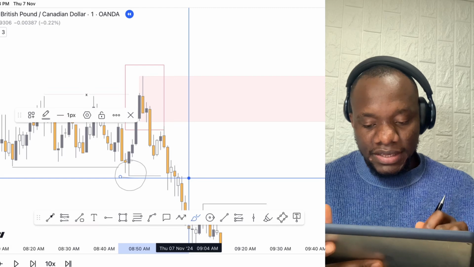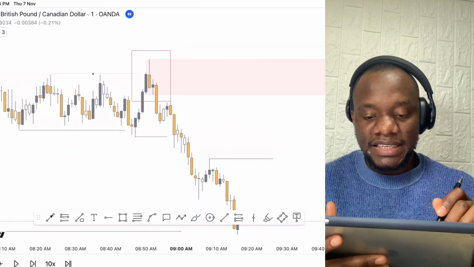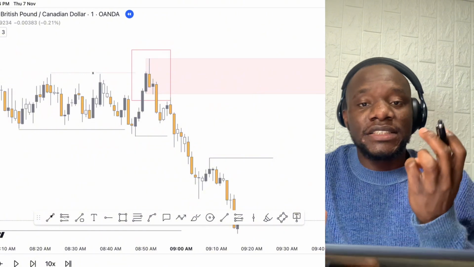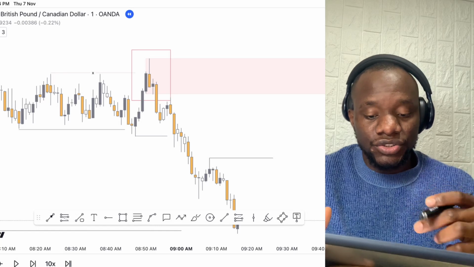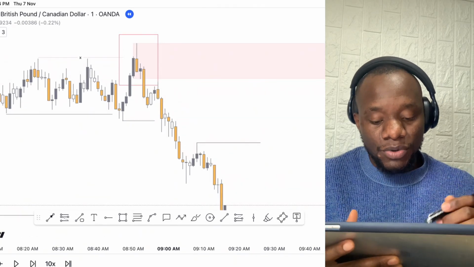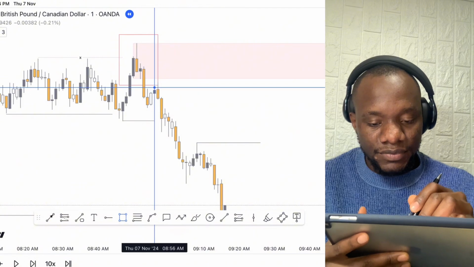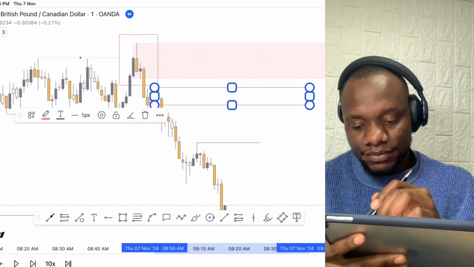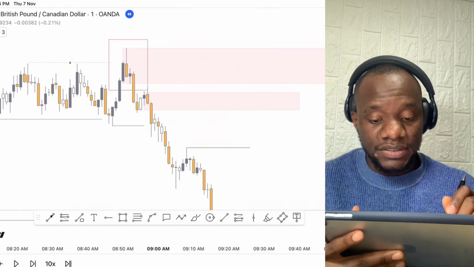Okay, so getting to see all these things, what I did was this: I started searching for the supply zone that will cause the market to continue in the same direction. Okay, so number one supply zone I saw was right from here. Okay, that was the supply zone I saw. Then the number two was on top of it.